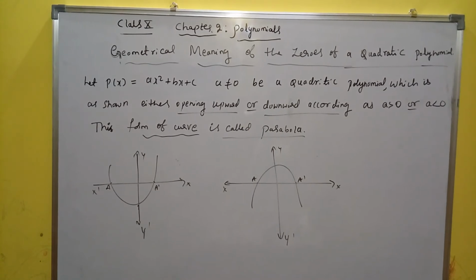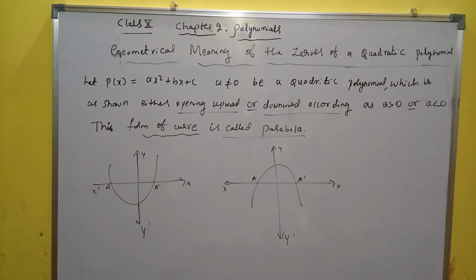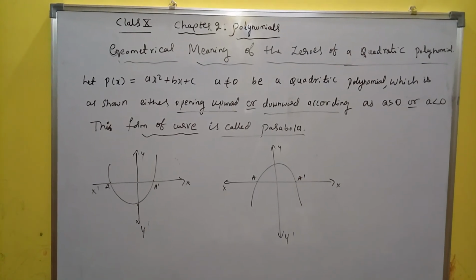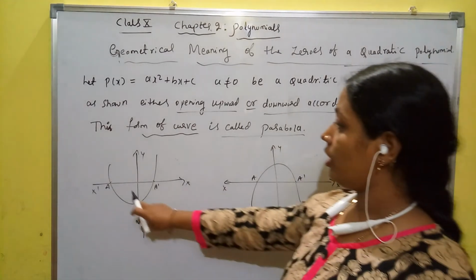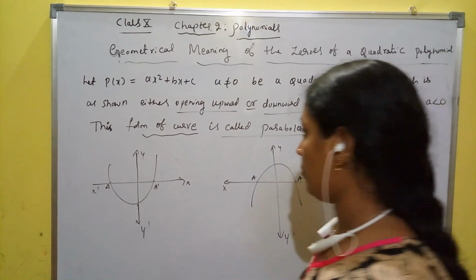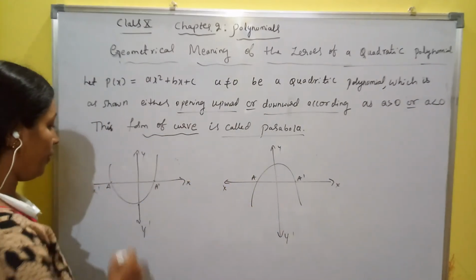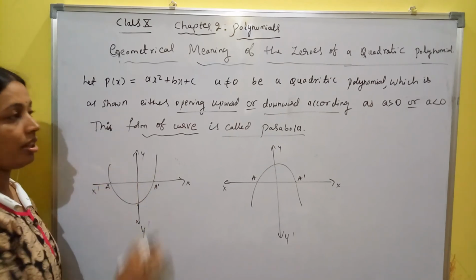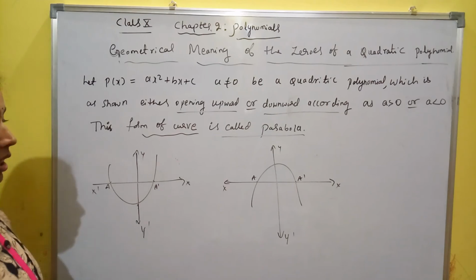Here it touches at A and it also touches at A dash. Totally, we can say that when the graph cuts the x-axis at two distinct points A and A dash, the x coordinates of A and A dash are the two zeros of the quadratic polynomial ax square plus bx plus c equal to 0. What are the zeros of a quadratic polynomial? That means it touches the x-axis at A and A dash. These A and A dash are the zeros of the quadratic equation.